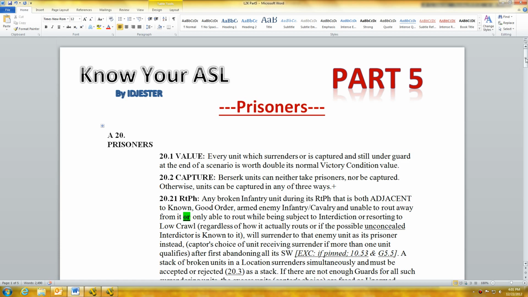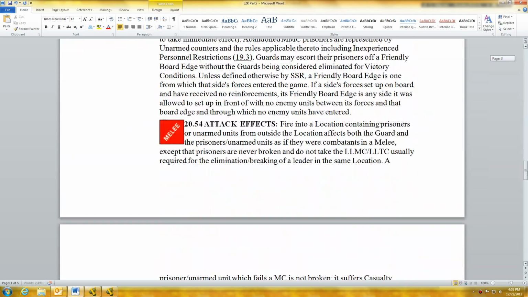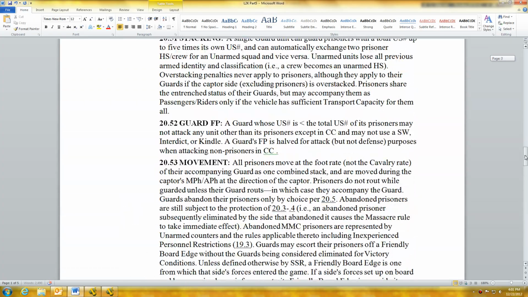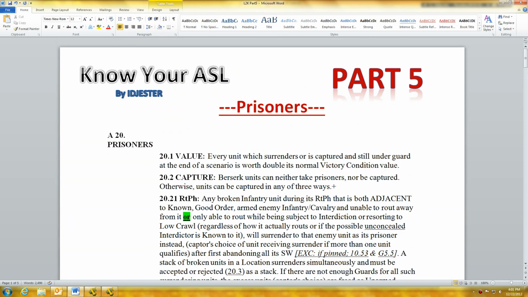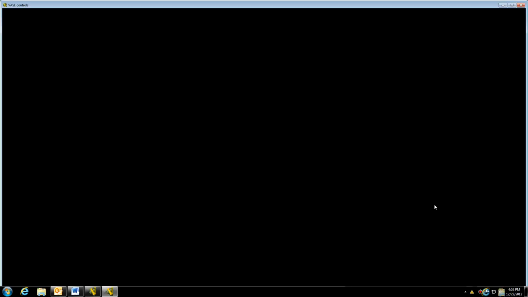As you can see as I scroll down, there is quite a lot of rules associated with prisoners. I think we have like 4.5 or 5 pages worth of rules about prisoners. After reviewing my last video, I decided, instead of me just sitting here reading the rules to you step by step, to make it a little more interesting, I have used our wonderful little Vassal module here, and I've set up some different scenarios on the Vassal module with the ASL.